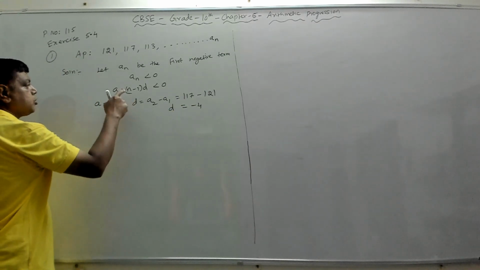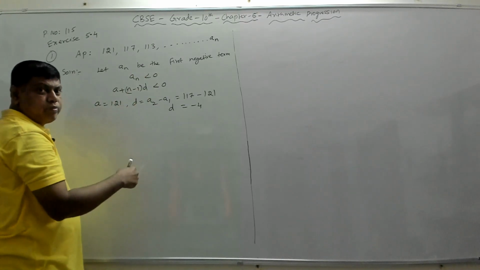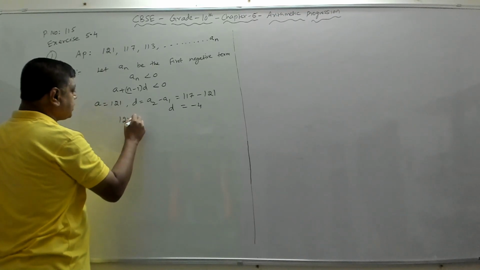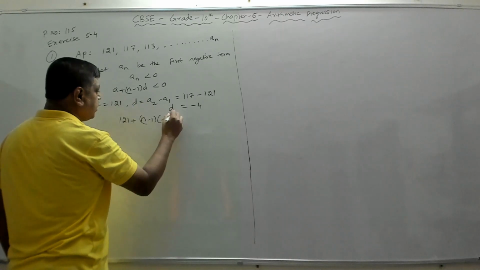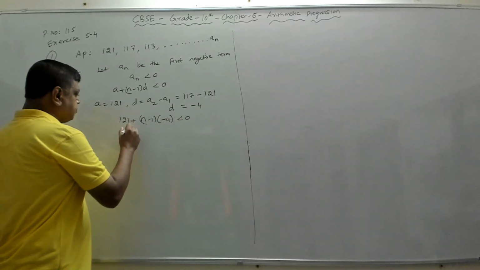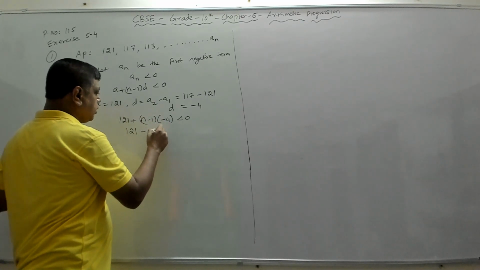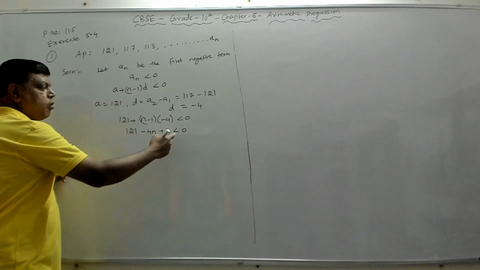So let's substitute these two here, and we need to find the value of n for which a_n is negative. So a is 121 plus (n minus 1), where n is what we have to find, and d is minus 4, is less than 0. Then we have 121 minus 4 into n is minus 4n. Minus 4 into minus 1 is plus 4, is less than 0. So we should keep on writing less than 0.